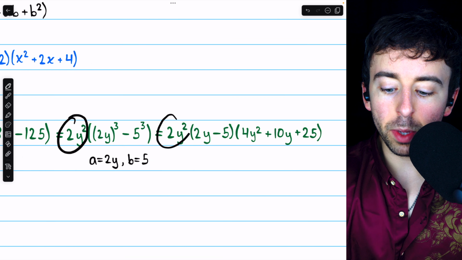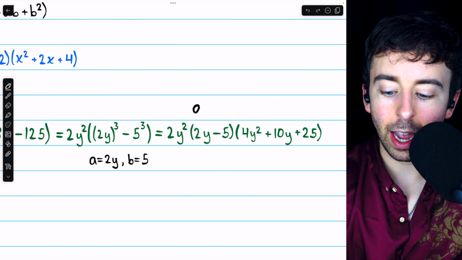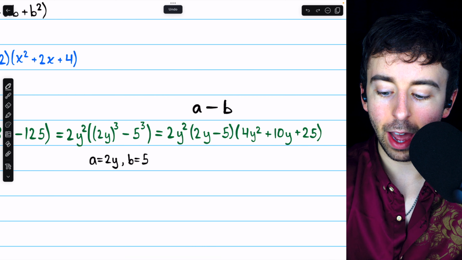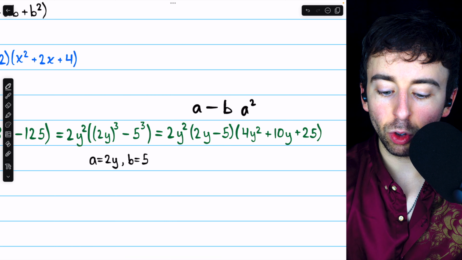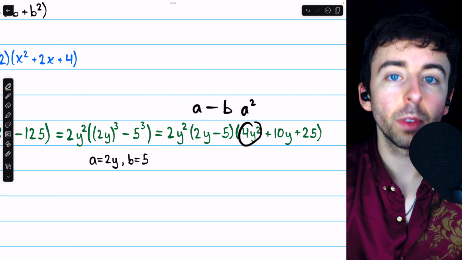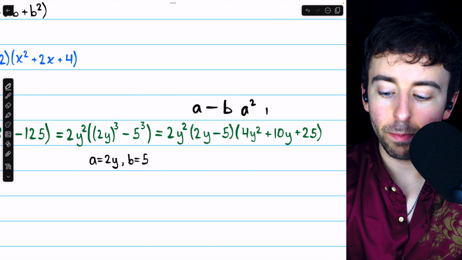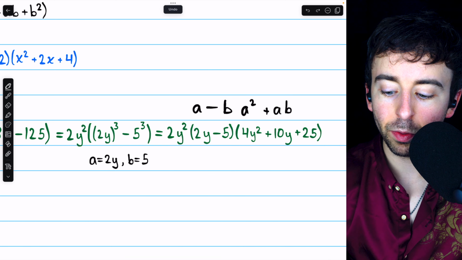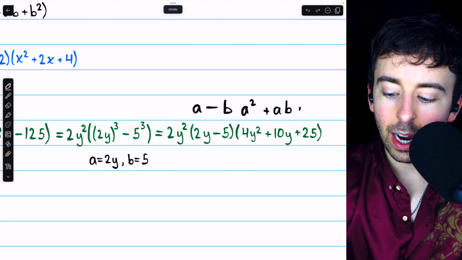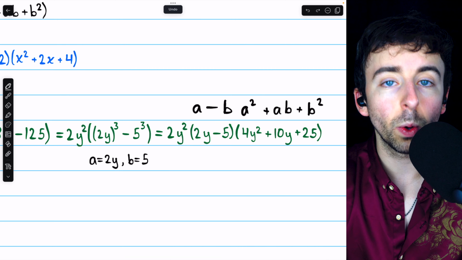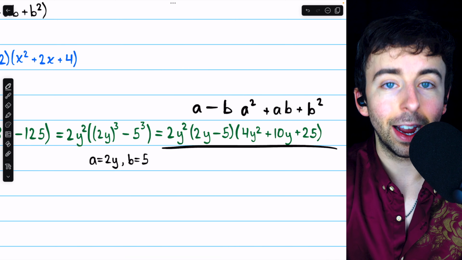So we have that monomial factor, 2y squared, that we took out, then a minus b, which is 2y minus 5, and then a squared, which is 2y squared, which is 4y squared, and then plus ab, the product of the two things, so 2y times 5, which is 10y, and then plus b squared at the end. B is 5, so b squared is 25, and that is the factorization.